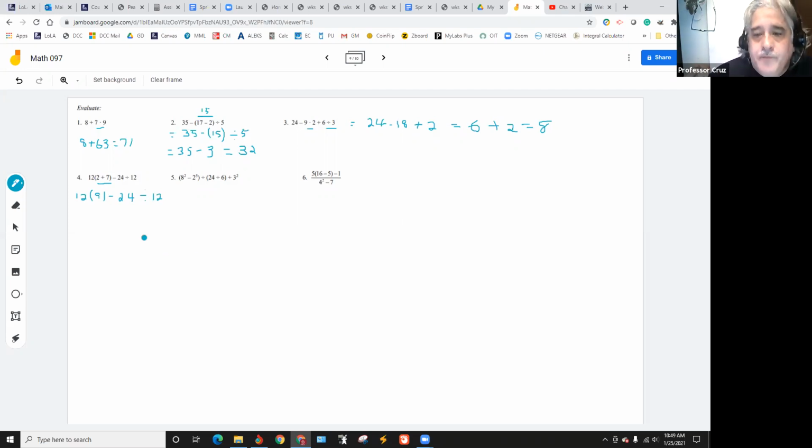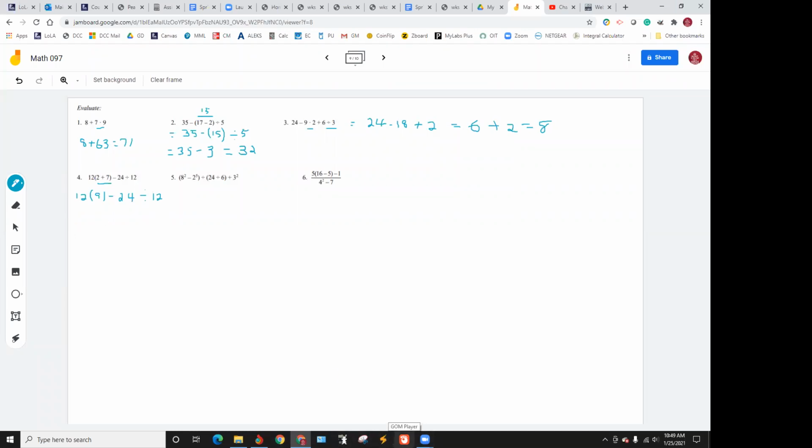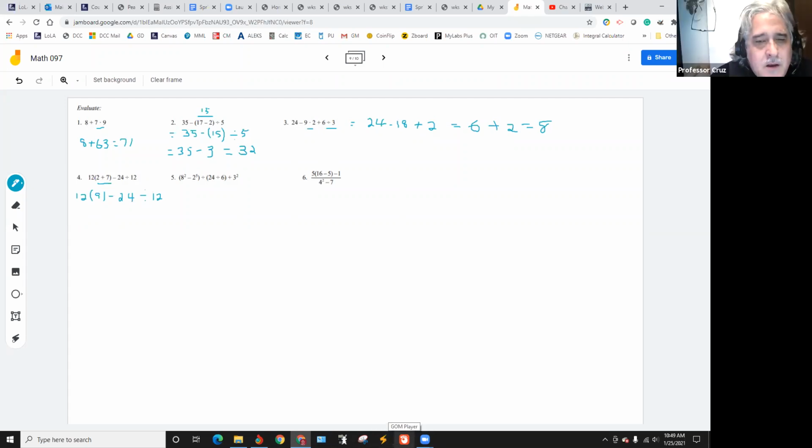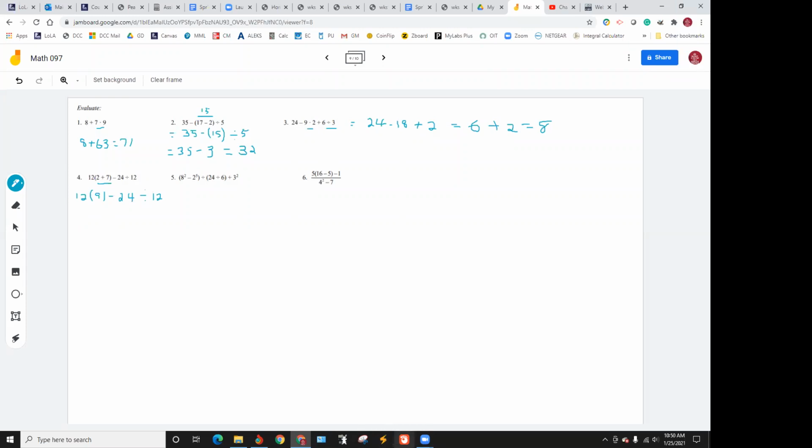All right. Now what? Now all we've got is multiplication and division, and then there's a subtraction, but we do the multiplication first, right? Yeah. So 12 times 9 is, what is that? 108. Good.